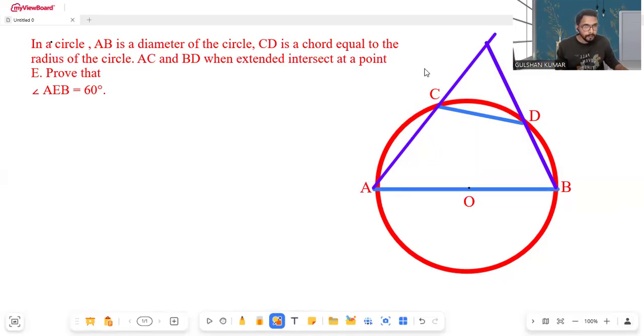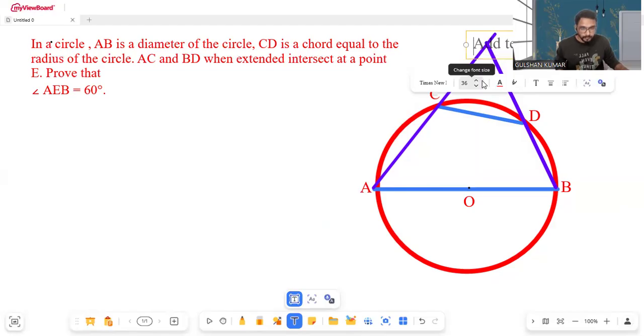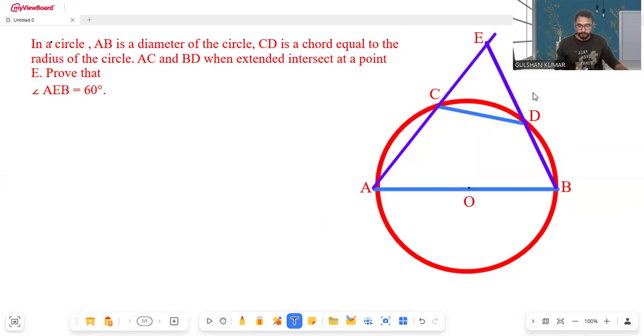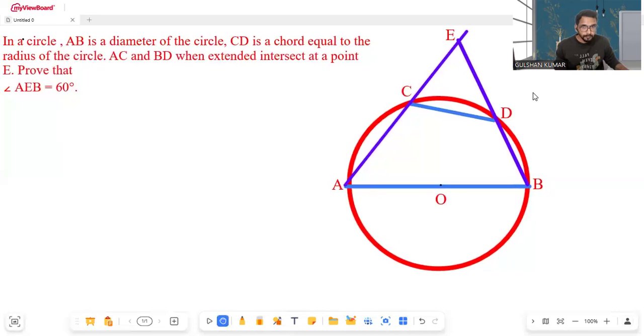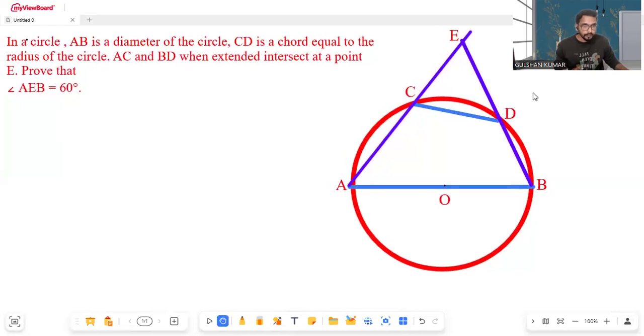Now we can mention the point E here. So this is our question, and we have to prove that angle AEB is 60 degrees. This will be the 60-degree angle, and we have to prove it.